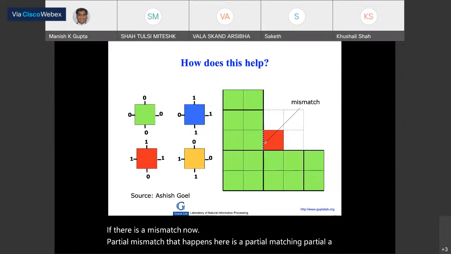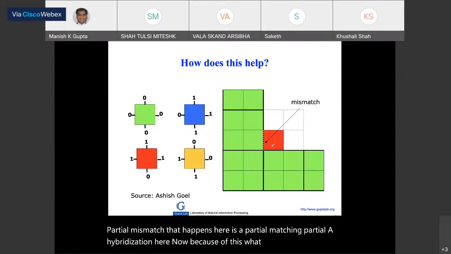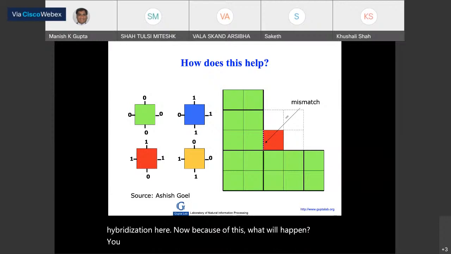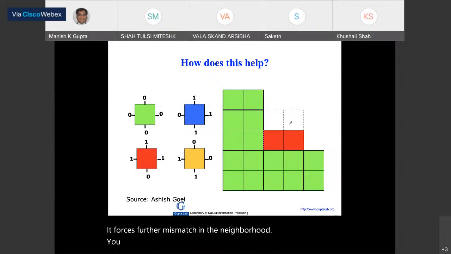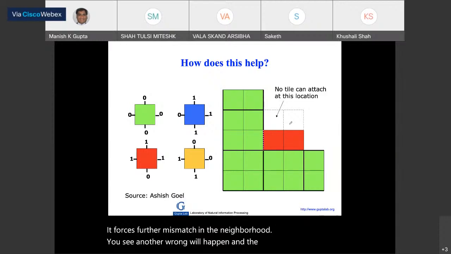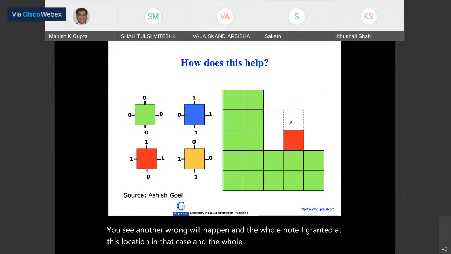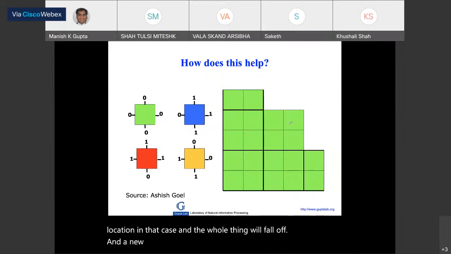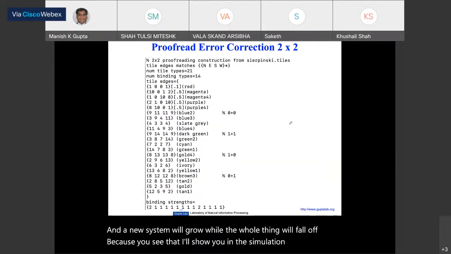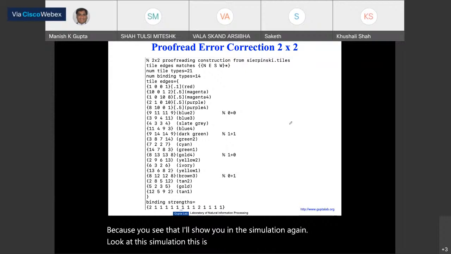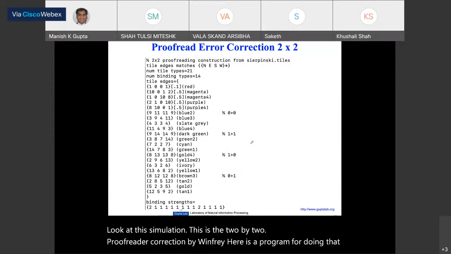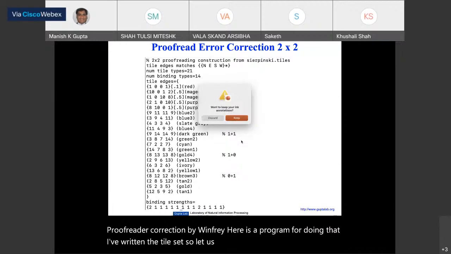partial hybridization here. Now, because of this, what will happen? It forces further mismatch in the neighborhood. You see, another wrong will happen, and no tile can attach at this location in that case, and the whole thing will fall off, and a new system will grow. Why will the whole thing fall off? I'll show you in the simulation again. Look at this simulation. This is the 2x2 proofread error correction by Winfree. Here is a program for doing that. I've written the tile set. So let us see how to compute it.